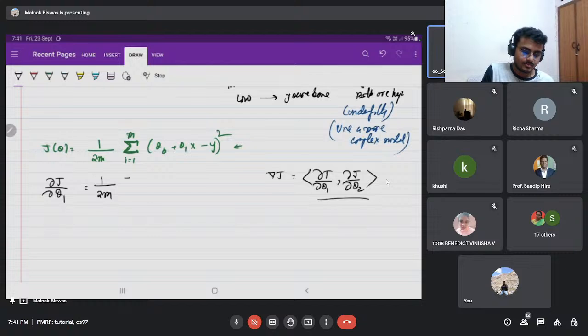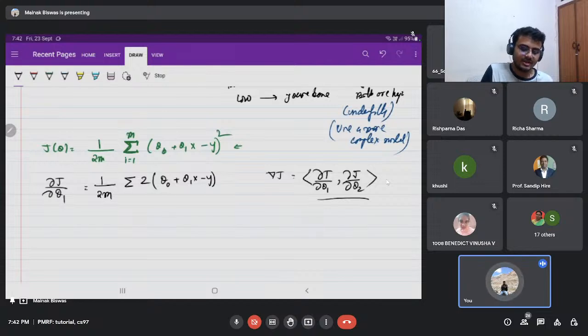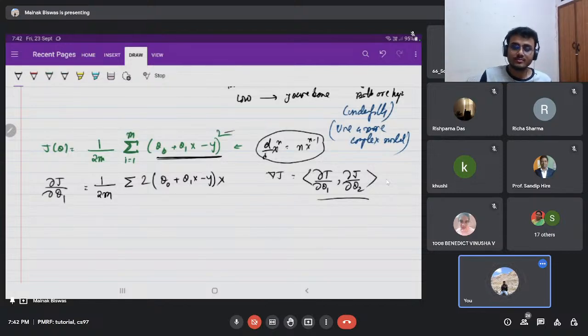1 upon 2m into 2, summation over (theta 0 plus theta 1 x minus y) whole squared. The square will go away, and by the chain rule, we multiply by x. Taking the derivative of this function, two comes outside: d/dx of x to the power n is n into x to the power n minus 1. So the 2 is going away, and it's into x. This is what we will calculate now, for i equal to 1 to n.